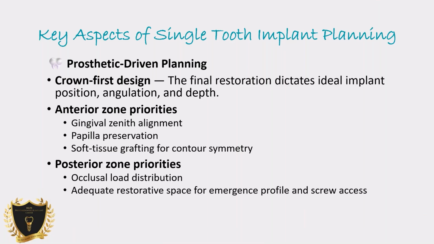In the posterior, you need to know because there will be heavy occlusion. So do you have enough occlusal table? Can you distribute the load evenly? For example, as I just mentioned, if you're placing a molar implant, you don't want to place a narrow diameter implant.